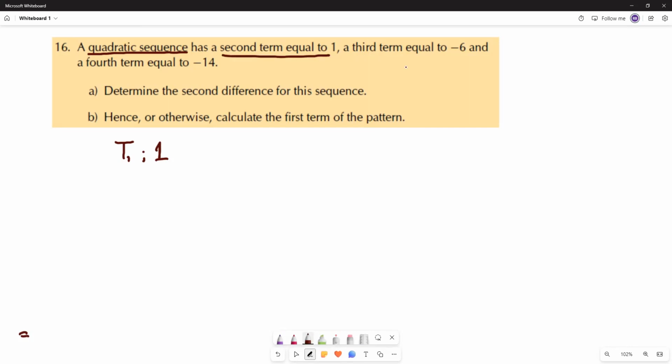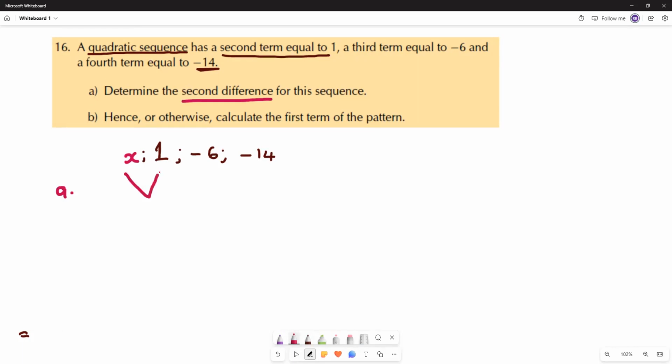A third term equals -6, and a fourth term equals -14. I'll just call the first term x since it's unknown. Then the first question says determine the second difference of this sequence.